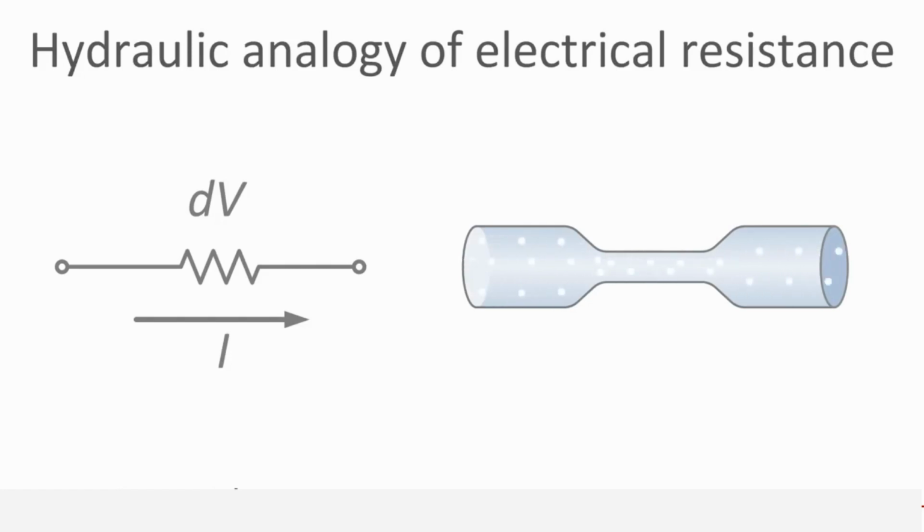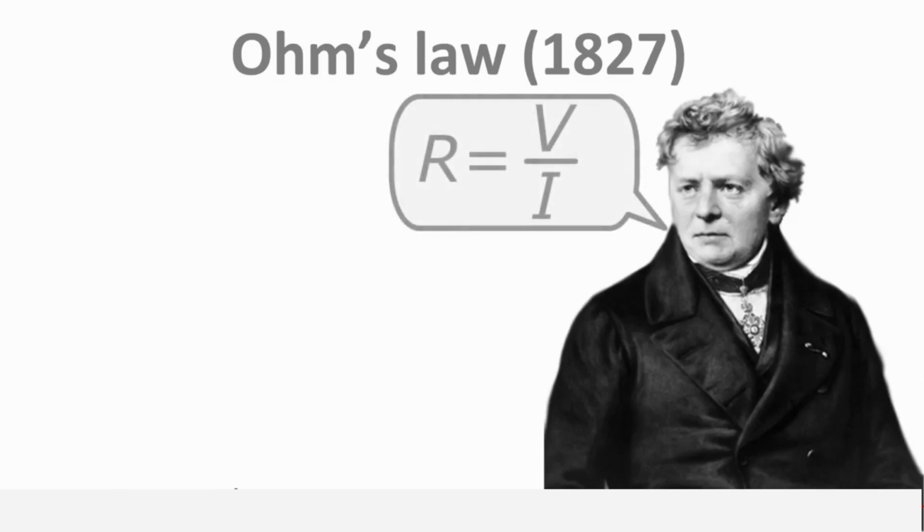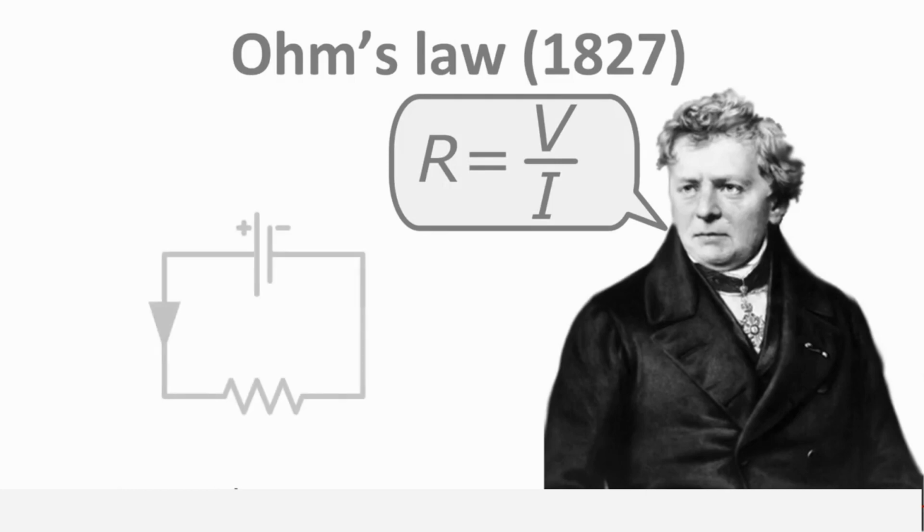The relation between the electrical current, voltage and resistance is described by Ohm's law. Mr. Ohm was a German scientist that discovered in 1827 that electrical resistance is equal to voltage divided over current. In this formula, resistance is in ohms, voltage in volts and current in amps. A simple circuit with a battery and a resistor can explain this. The voltage source causes a current which is limited by the resistor.